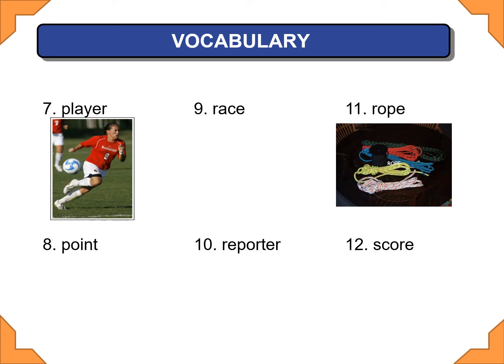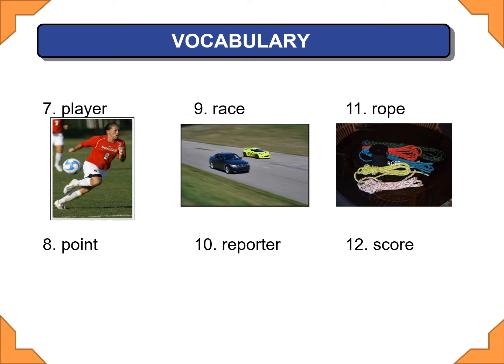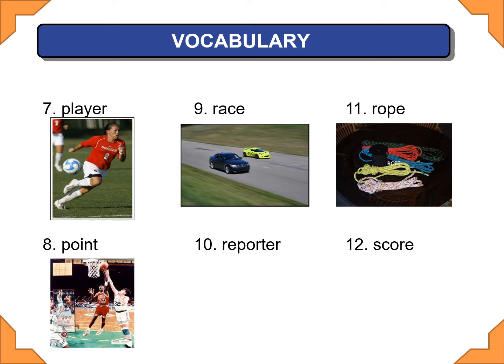Race. Race means like a competition. It can be any race, like for example, cars, bikes, motorcycles, etc. Rope. Rope means like a string, but thicker. A thicker piece of string, that's rope. Something that you can tie up to and make knots, etc. That's a rope.